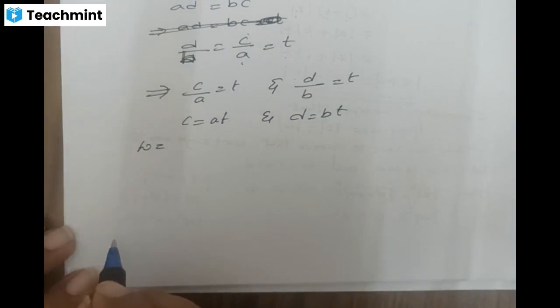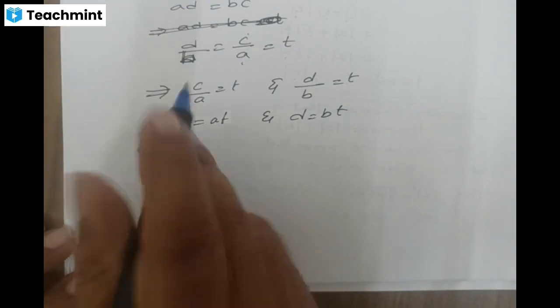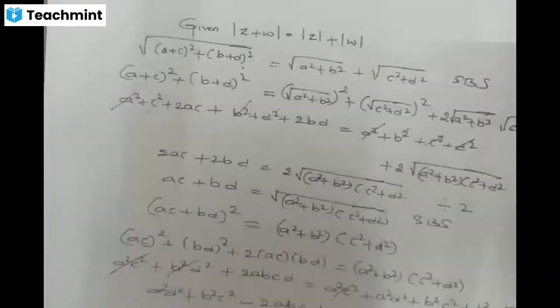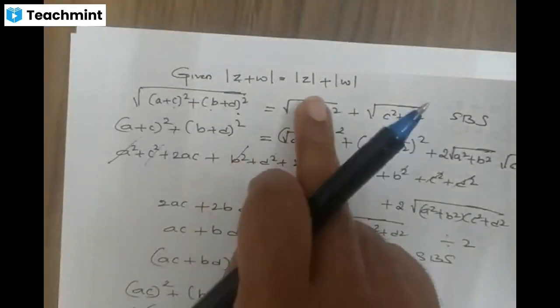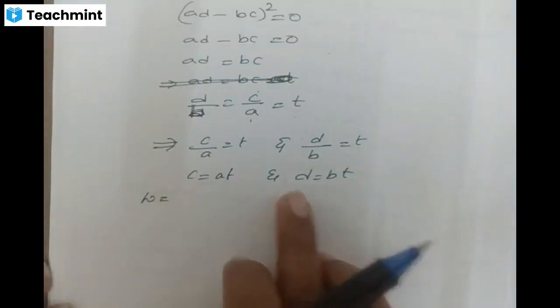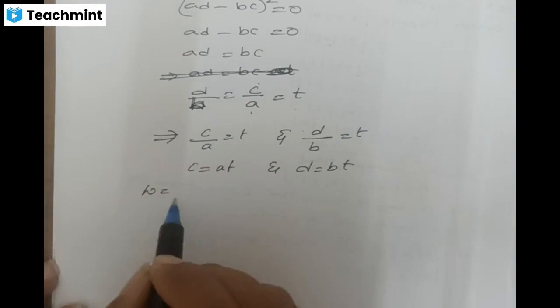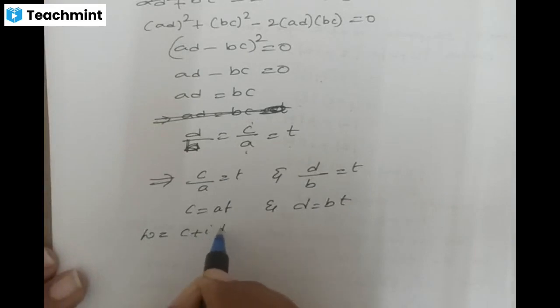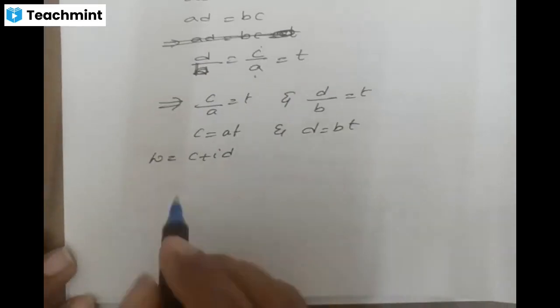We have to prove W is equal to TZ. So what we have taken is modulus of Z plus W is equal to mod Z plus mod W. From that I get C is equal to AT and D is equal to BT. Now we have to prove W is equal to TZ. Therefore, we have taken W is equal to C plus I into D.